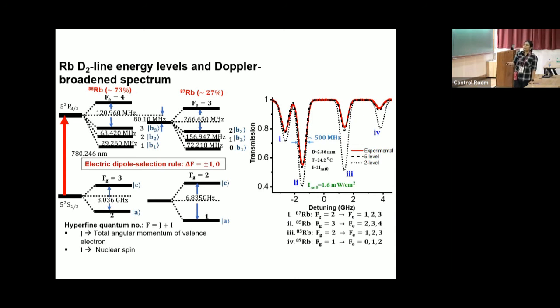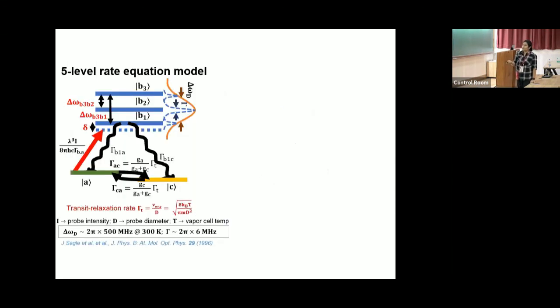Now when you use very high probe powers, we see that, let's say this is the experiment, the red line, the 5-level model is this dashed line, and this is from the 2-level model, the dotted line, which does not satisfy the experimental results. So this is the energy level schematic that we use.